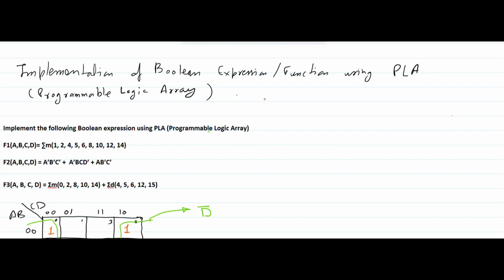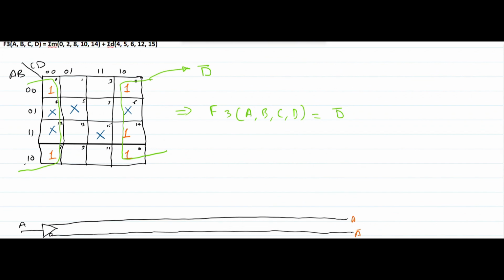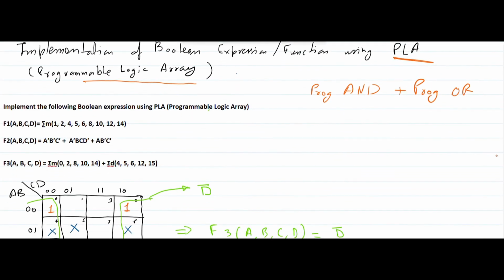Hello everyone. In this lecture I will focus on implementation of Boolean expression or Boolean function using PLA. In last lecture I focused on PAL. Here I will focus on PLA, which is nothing but Programmable Logic Array. And since it is PLA, it is Programmable Logic. That means we will have Programmable AND followed by Programmable OR. So let's solve an example where we will use PLA to implement some Boolean function or Boolean expression.